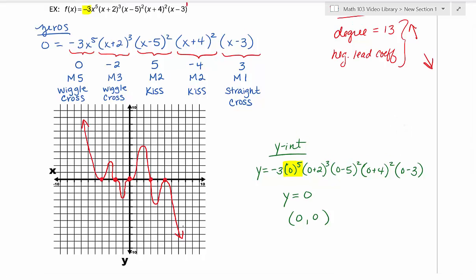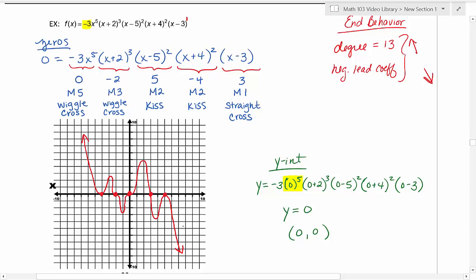Take a look at the end behavior you stated that you were supposed to have in the beginning. Does our graph support that end behavior, in the top, out the bottom? It sure does. Here's the graph of our polynomial function.